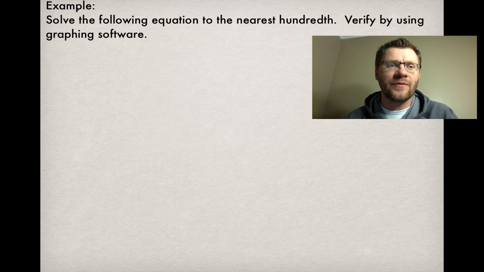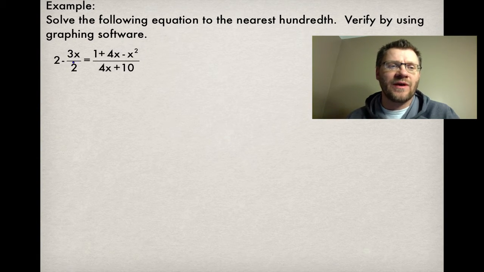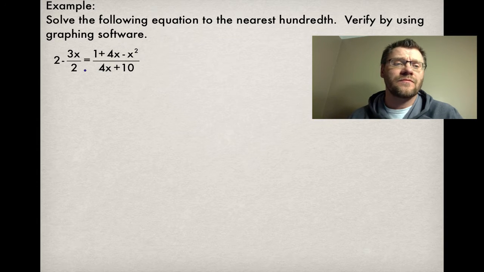Here's our second example. It says solve the following equation to the nearest hundredth and verify by using graphing software. So 2 minus 3x over 2 equals 1 plus 4x minus x squared all over 4x plus 10. So again, pretty complicated to try and factor and find our x-intercepts. So what we're going to do is multiply every term by something that's going to get rid of our denominators. Now we have two fractions in this case.